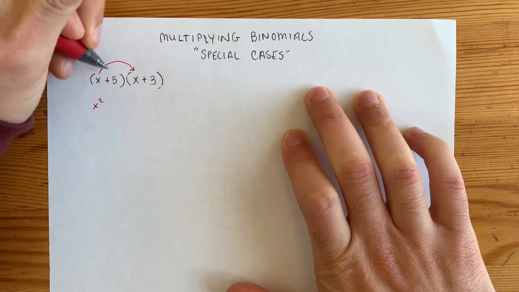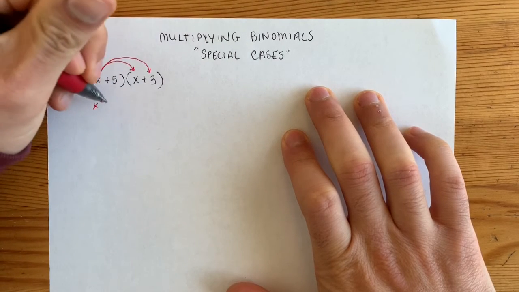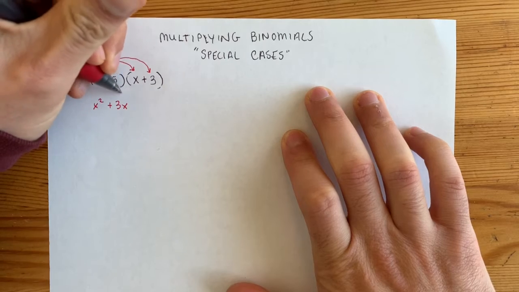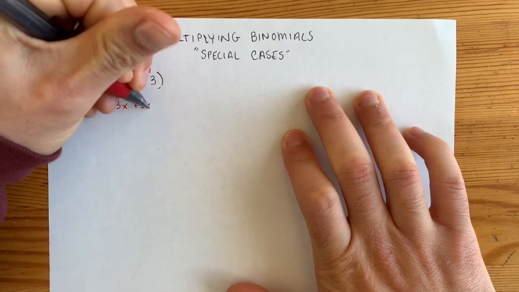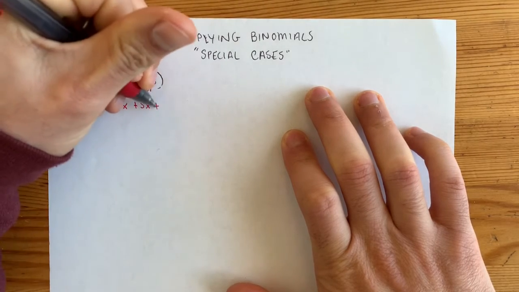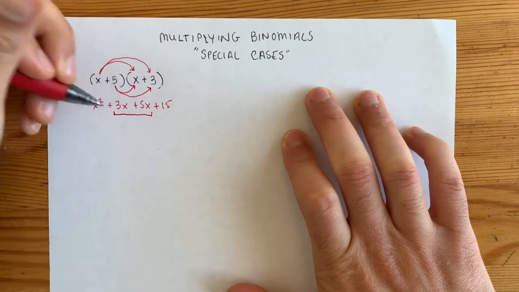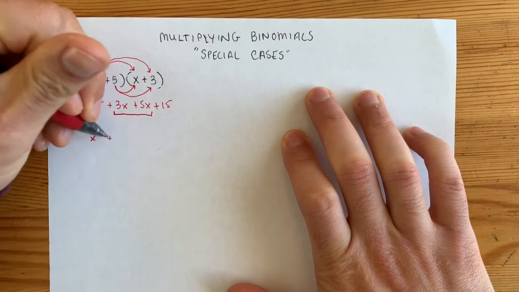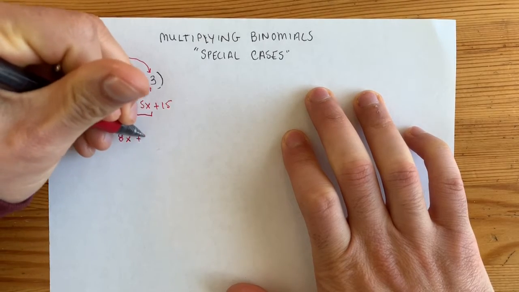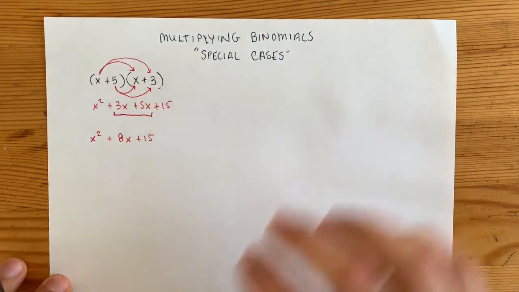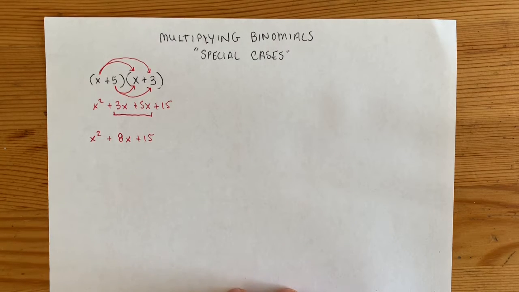First, outer, inner, and last. And then we look to combine the like terms, our like terms from our outer and our inner. And we've multiplied the binomial. Now, today there are some special cases.